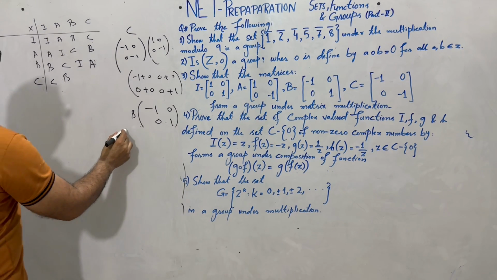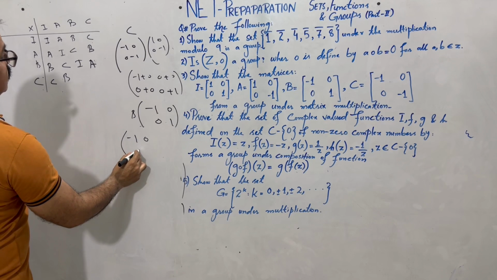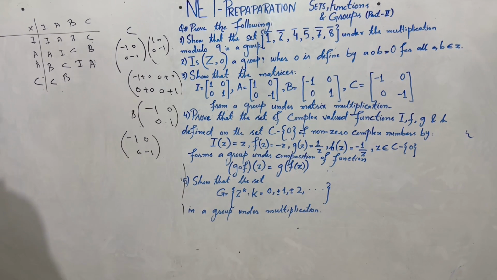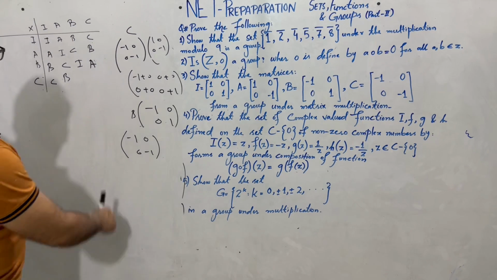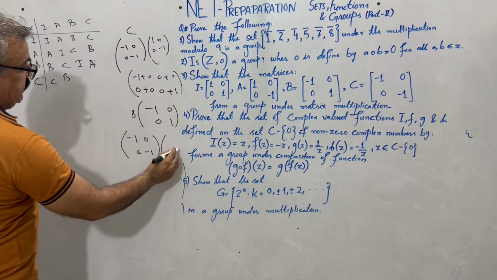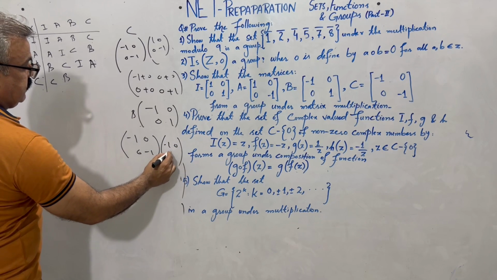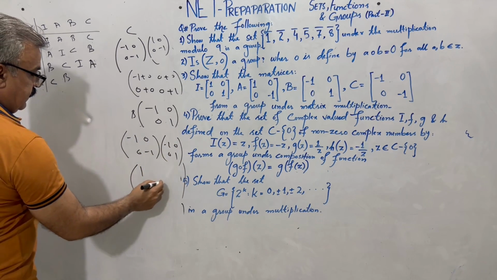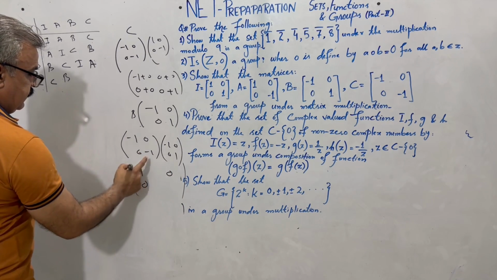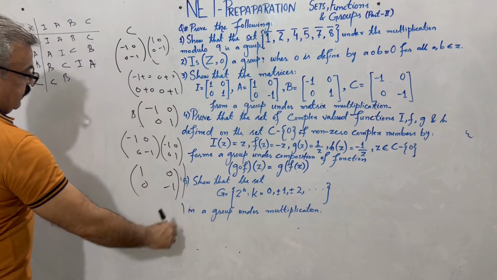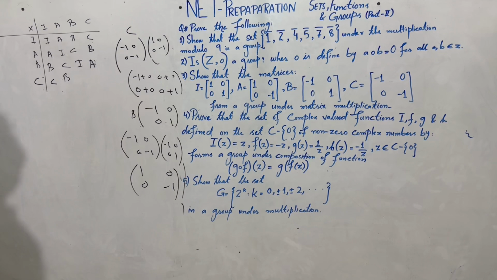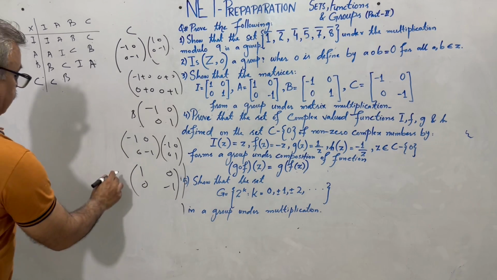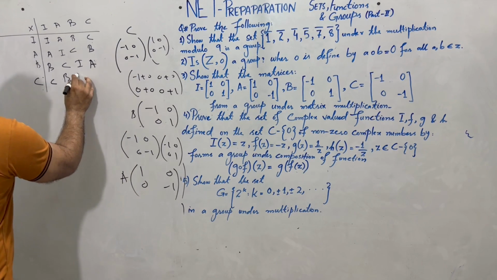C times B, let's see and find out. [-1 0; 0 -1], that's my C. C with B, our B is [-1 0; 0 1]. How much? Positive 1. It's 0. So 0 and it's minus 1. I hope you are familiar with the multiplication of 2 by 2 matrices. [1 0; 0 -1]. It's equal to A. So we have A.